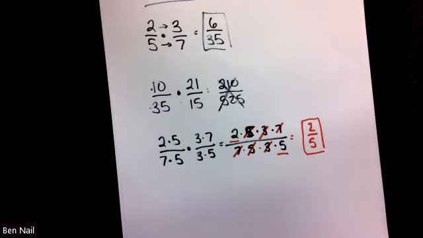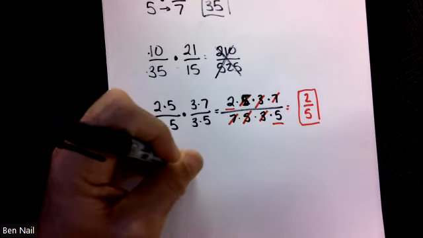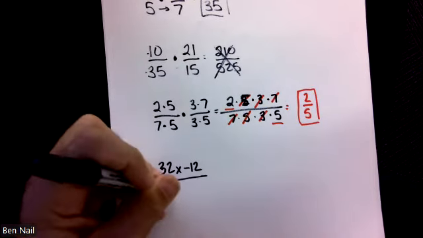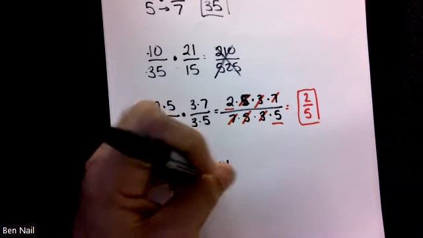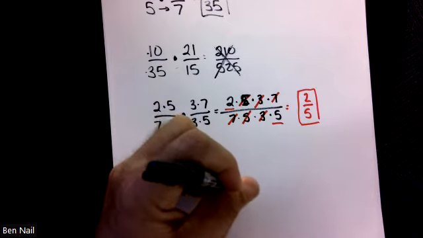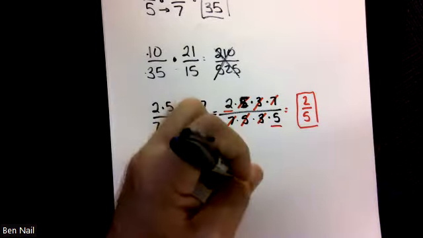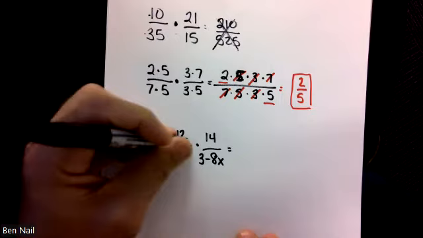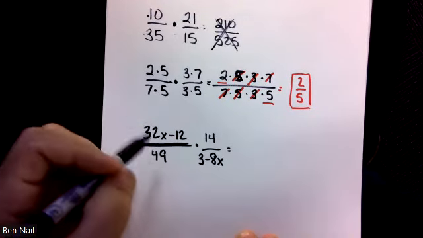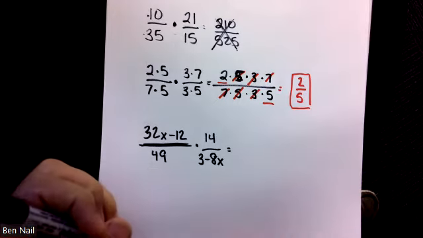So if we apply that same concept to some algebraic expression, like okay, we can rewrite these by factoring. And again, turn this into one big multiplication problem. So this 32x minus 12, we can factor 32 and 12. We can factor out a 4.